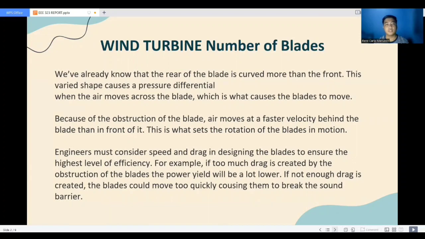Engineers must consider speed and drag in designing the blades to ensure the highest level of efficiency. For example, if too much drag is created by the obstruction of the blades, the power yield will be a lot lower. If not enough drag is created, the blades could move too quickly, causing them to break the sound barrier.